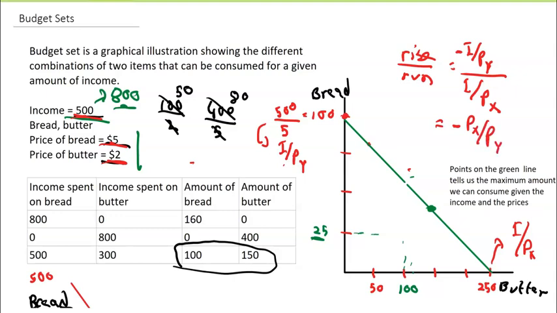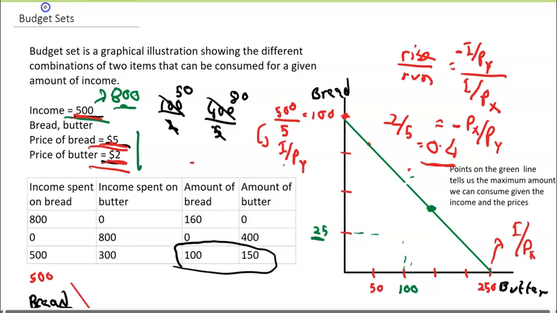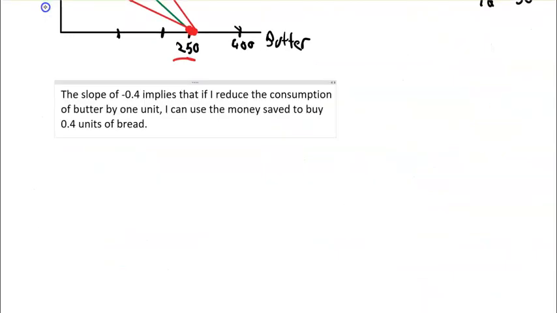And if I plug in the values, Px here is the price of butter, which is $2. Py, which is the price of bread, is $5. So if I plug it in, it should be negative 2 over 5, which is still 0.4. So this number has a significance. It's telling us that if I reduce the consumption of butter by 1 unit, I can increase the consumption of bread by 0.4 units. So the slope of negative 0.4 here implies that if I reduce the consumption of butter by 1 unit, I can use the money saved, which is $2, to buy 0.4 units of bread.